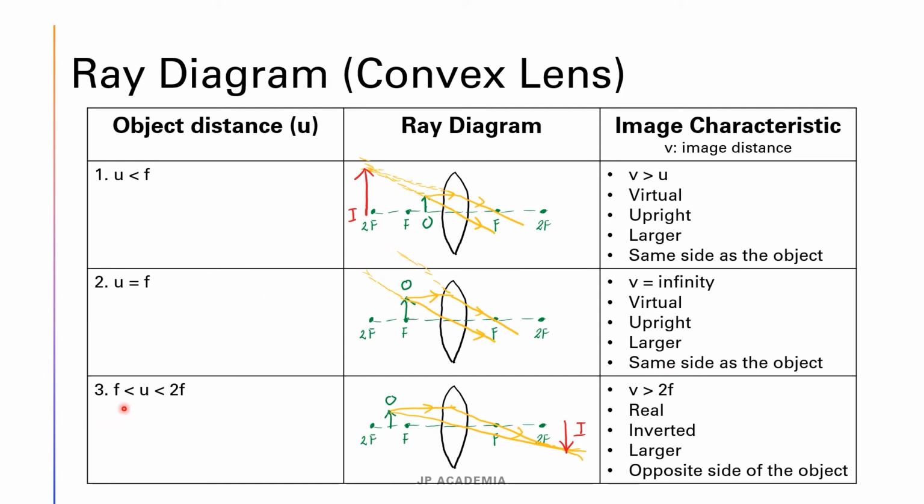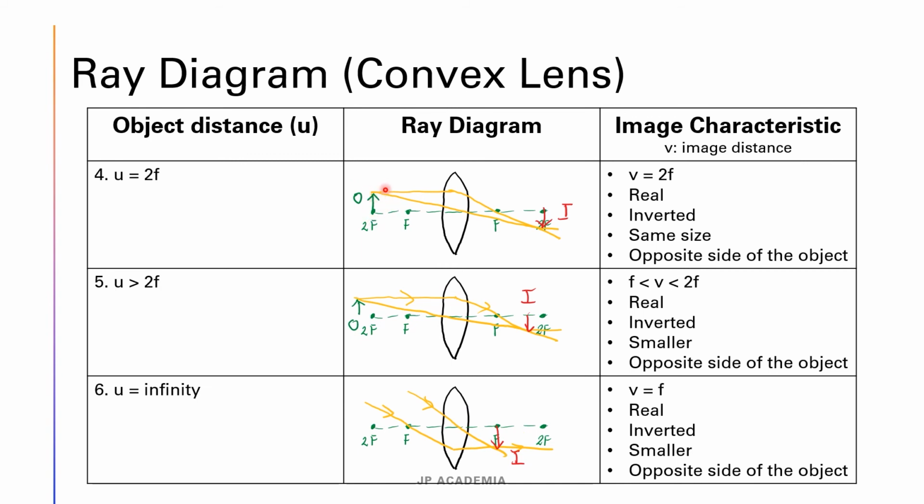Next, third, for the case wherein the object is placed between f and 2f, as shown, we have the following image characteristic. So first, the v, or image distance, is greater than 2f, so we have here, then it is real given that the image is formed on the same side with your refracted rays. It is inverted, it is larger, and at the opposite side of your object.